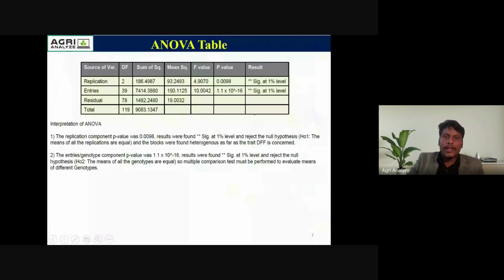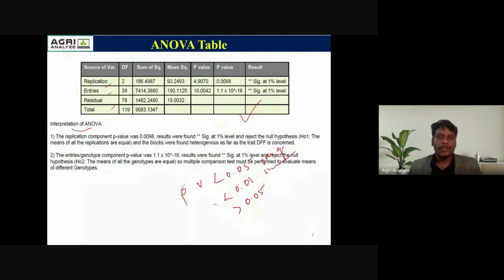Coming to the next slide, this is the ANOVA table, with data obtained after the analysis from Agri Analyze. Here are the values of the replication entries. This is the trick, and here is the interpretation of the ANOVA table. How is the p value read? If the p value is less than 0.05, then it is significant. If the value is 0.01, then highly significant. If more than 0.05, then non-significant.